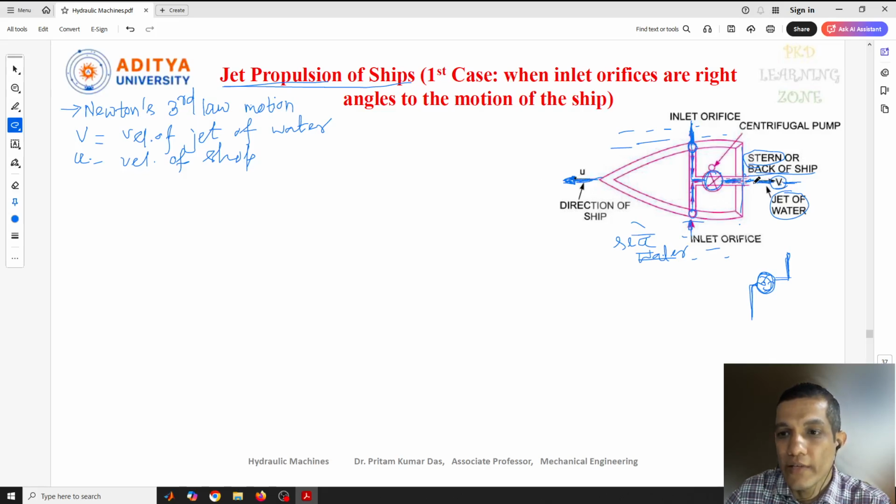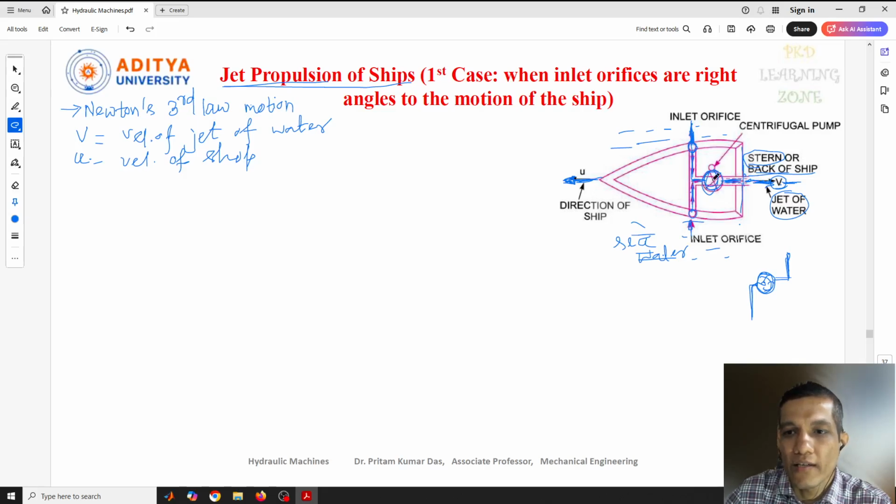Why? Because it gives a reaction force to the ship. That's why the ship started moving in this direction. So the water from the surrounding sea, the water which is taken by the centrifugal pump from the surrounding sea, can be taken in two different ways.